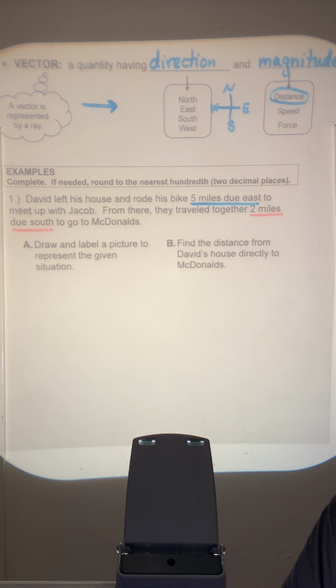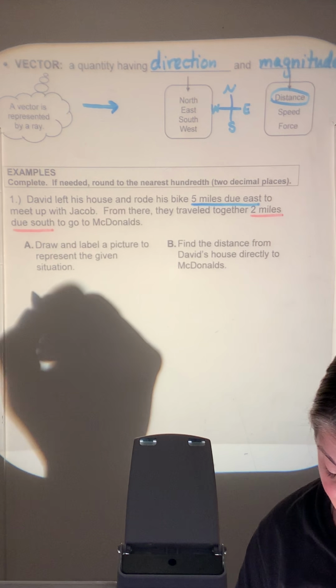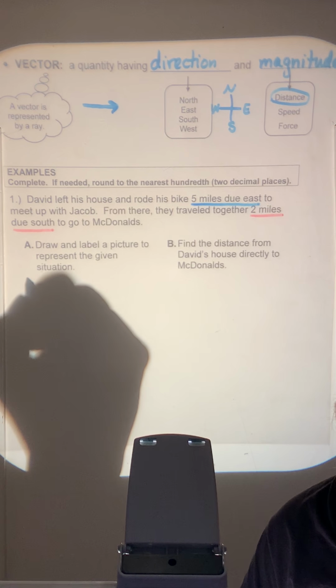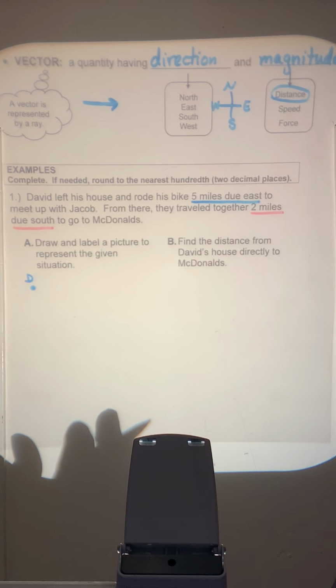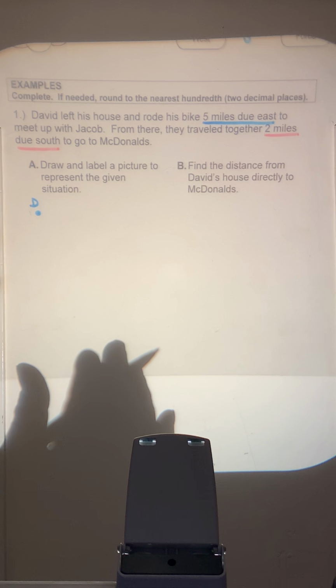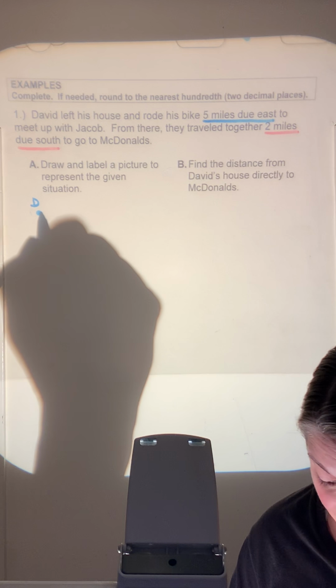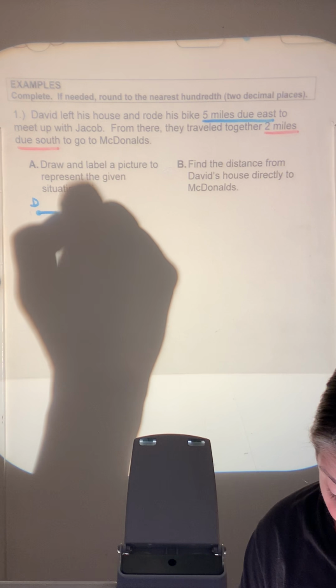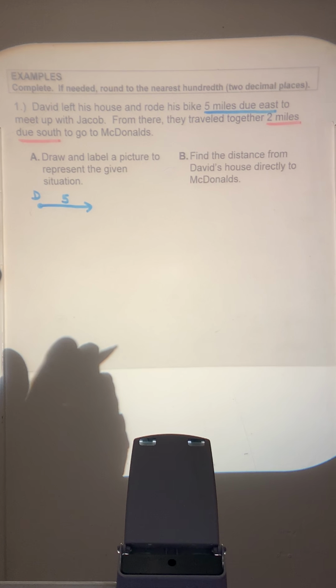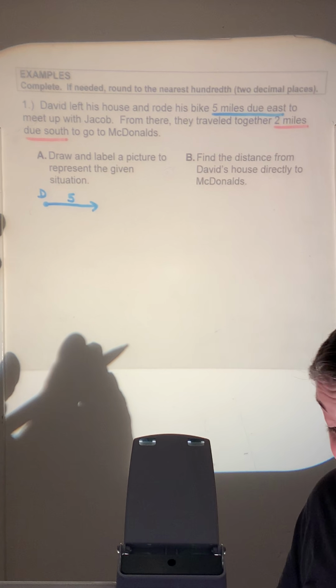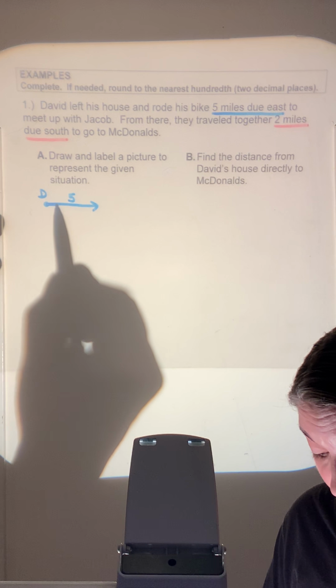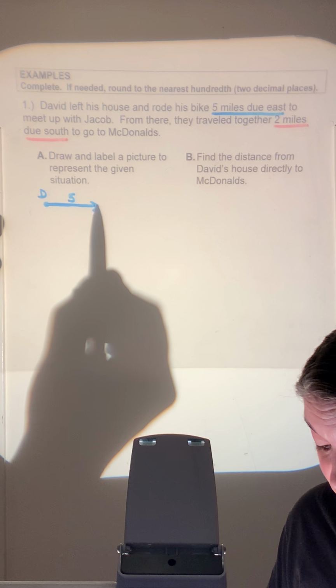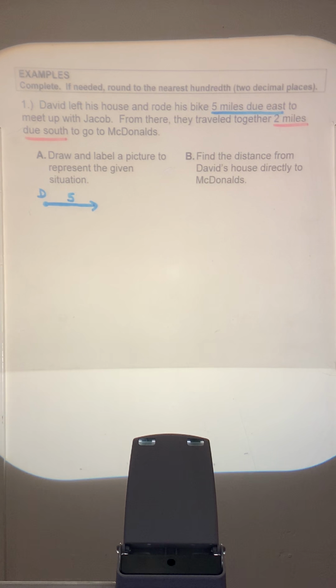So basically what's happening here is that David starts right here. I'm going to put D for David. And he travels 5 miles due east, which remember is going to the right. And that is 5 miles. So I'm just going to label that with a 5. So basically that's a vector because I mentioned that it's got to go due east, which is to the right, and it's got a 5 on it representing the number of miles.